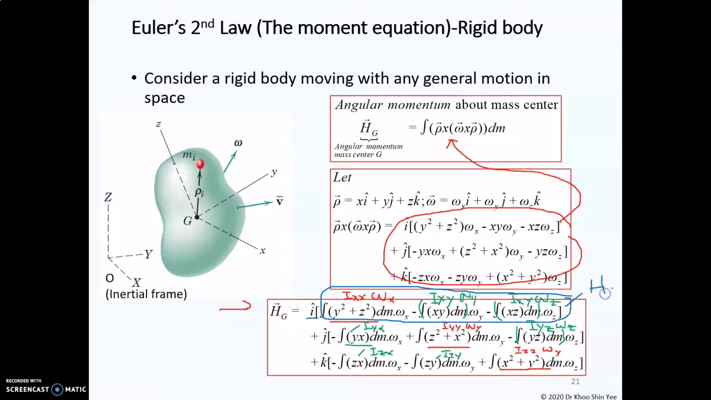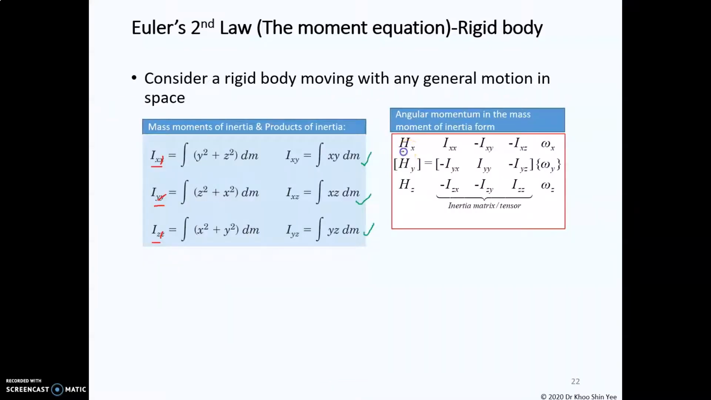You can label this as Hx. So angular momentum in the y-axis is equal to Hy. Lastly, you have the Hz. You can rearrange the Hx, Hy, and Hz for the angular momentum in this matrix format.